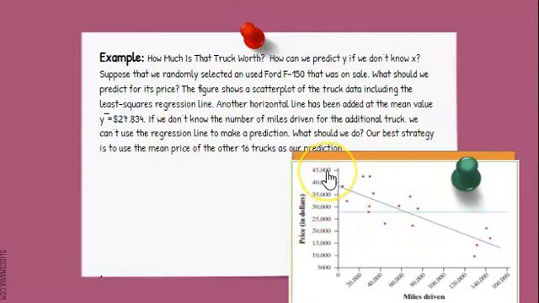But if we don't know the number of miles for this new truck, pretend we don't know, how can we predict the price? All right? We know the average price, the y bar, is $27,834. That's the average price of these trucks, and that's what the green line represents. But if we don't know the mileage on the car, how are we going to predict the price? What should we do? Our best strategy is to use the mean price of the other 16 as our prediction.